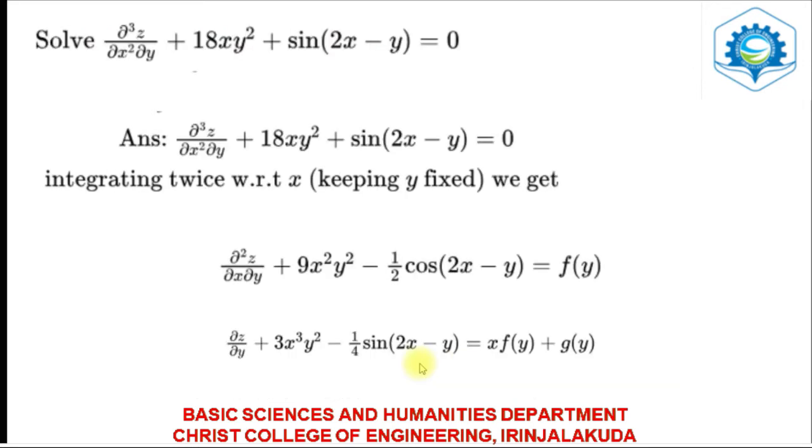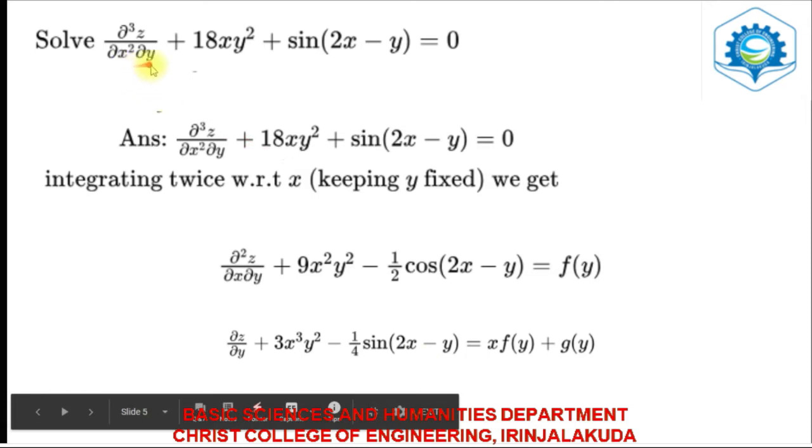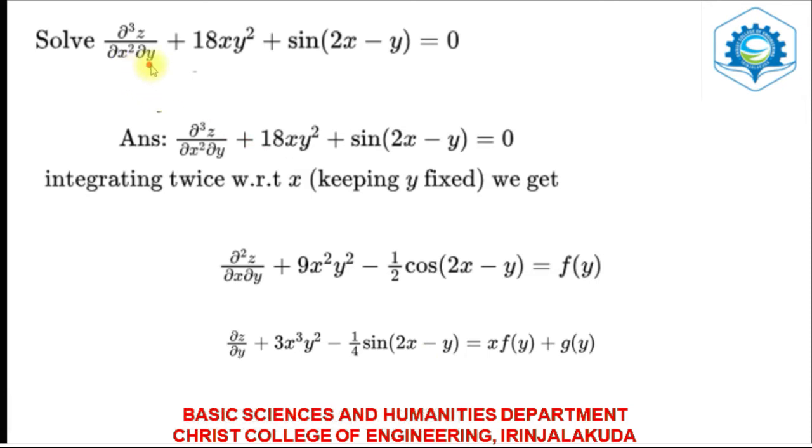Another problem. Solve dou cube z by dou x square dou y plus 18xy square plus sine of 2x minus y equal to 0. Again, there is not much problem in integrating each of the terms. We can integrate it, no problem. So let us integrate this one directly with respect to x two times, because we have dou x square, differentiation with respect to x twice. So we will integrate with respect to x twice.